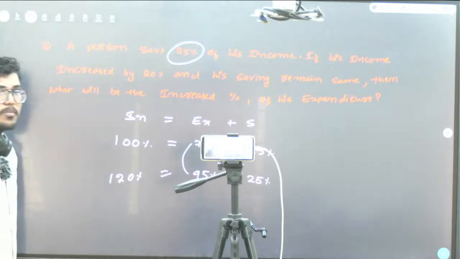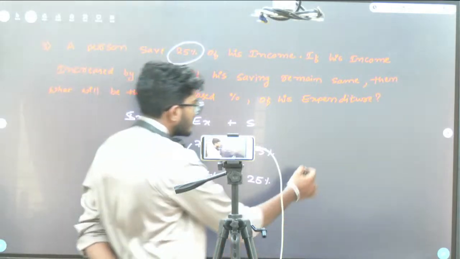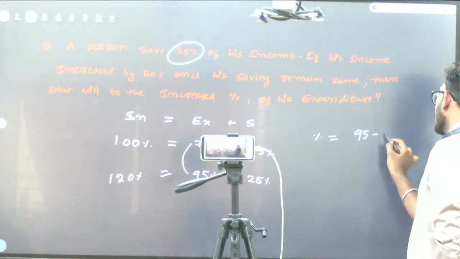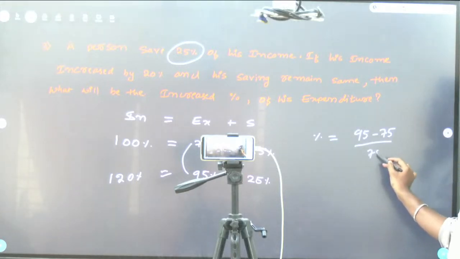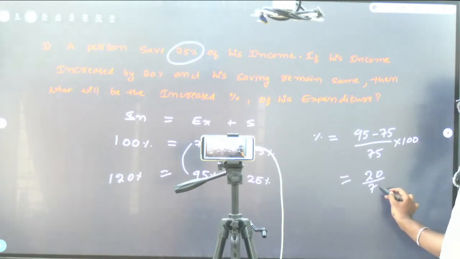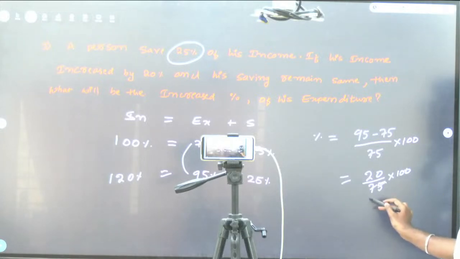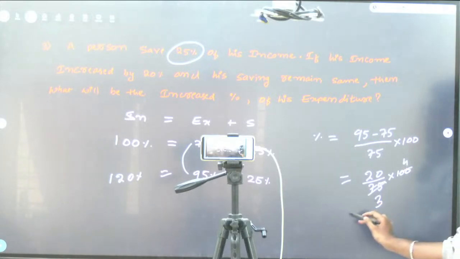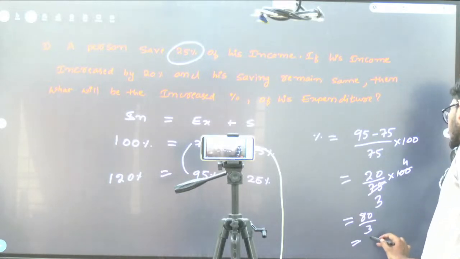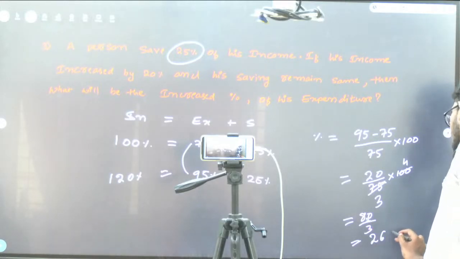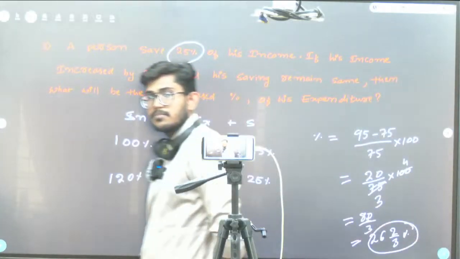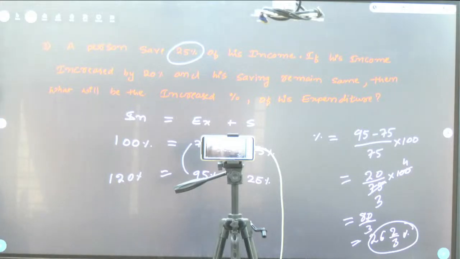Change in quantity, calculate. How much changes here? 20%. So percentage increase equals directly 95 minus 75. Original how much you have? 75 into 100. How much you get? 20 by 75 into 100. 25 3s are 75, 25 4s are 100, so 80 by 3. 8 2s are 16, carries to 26, 2 by 3%. How many percent? 26 and 2 by 3%. Next will be 2.